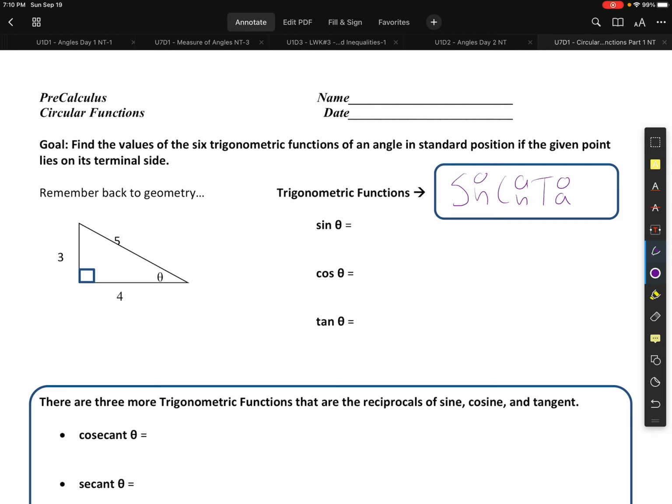Now, what's the benefit of writing it like this? Each setup shows you the ratio you have to make. Sine, opposite over hypotenuse. Cos, adjacent over hypotenuse. Tan, opposite over adjacent. Now, every time we're talking about SOHCAHTOA, we have to have an angle of focus. So here is my angle of focus.